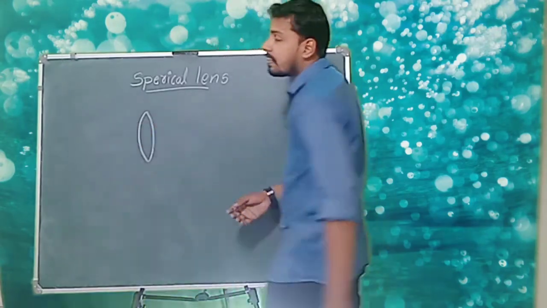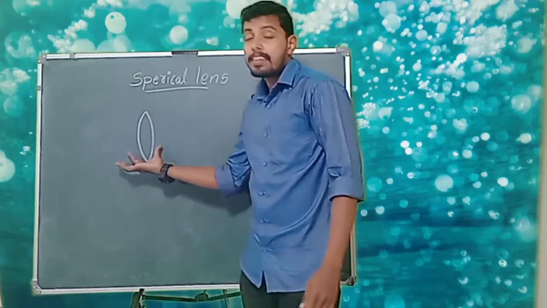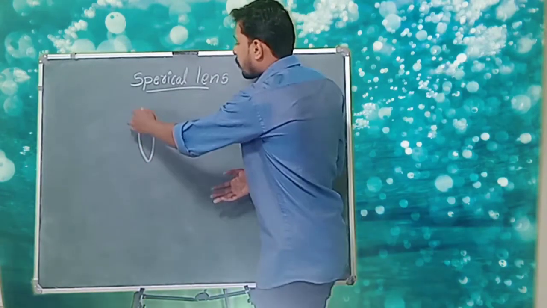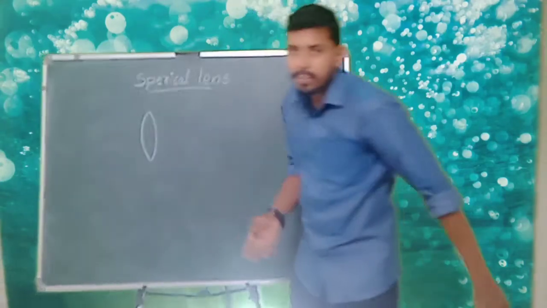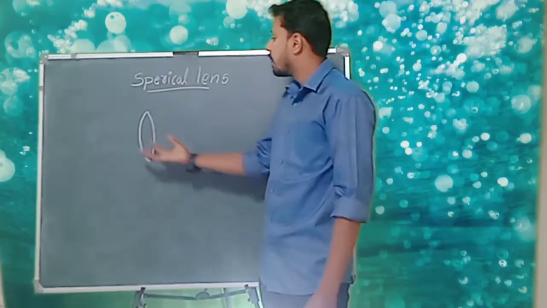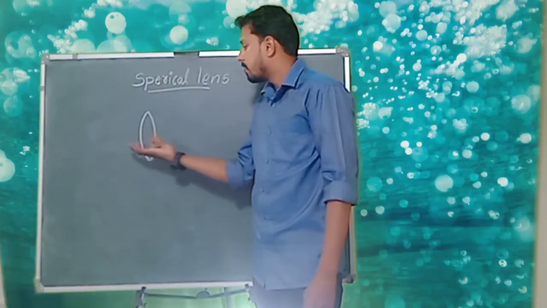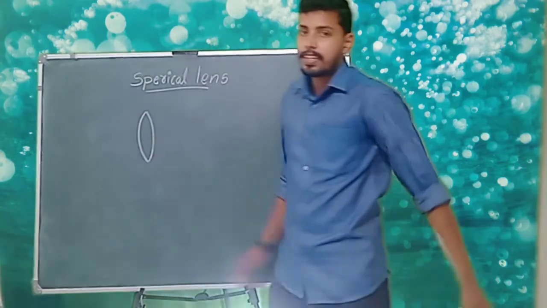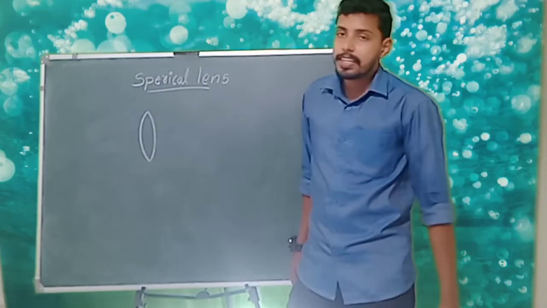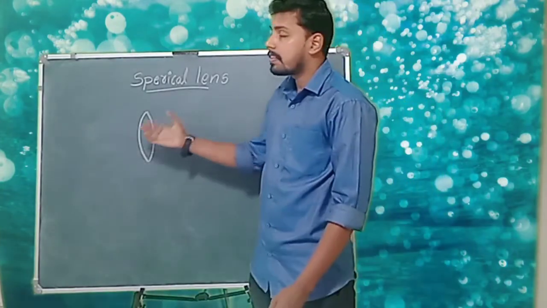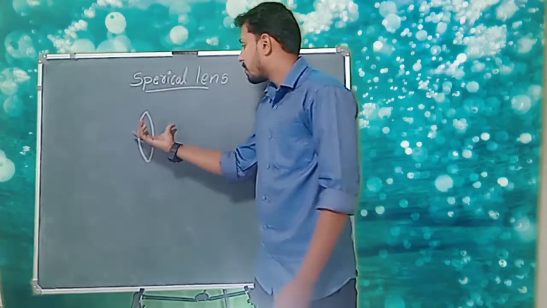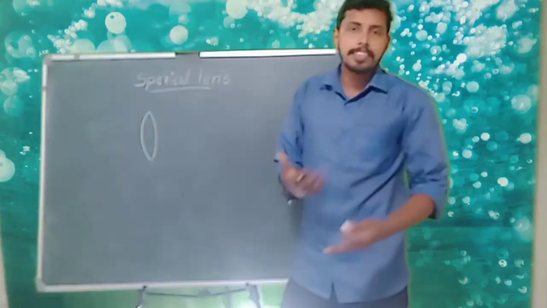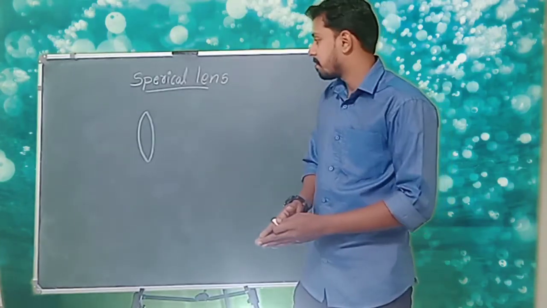it is biconvex lens, because it is part of two spherical surfaces. So two thin parts in that lens, so it is called biconvex lens. Simply we can call it convex lens.